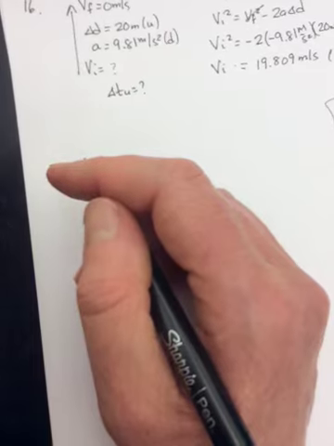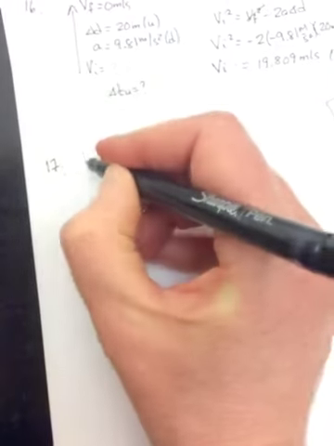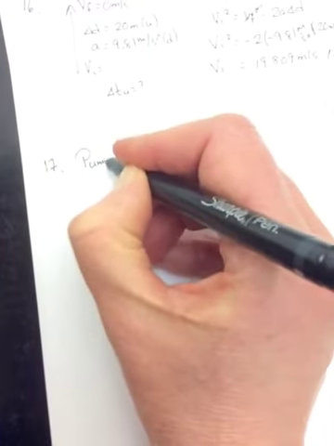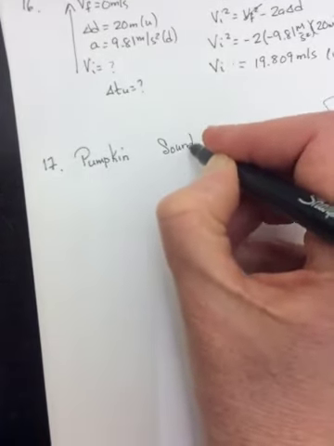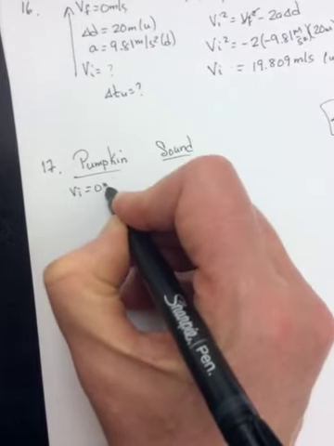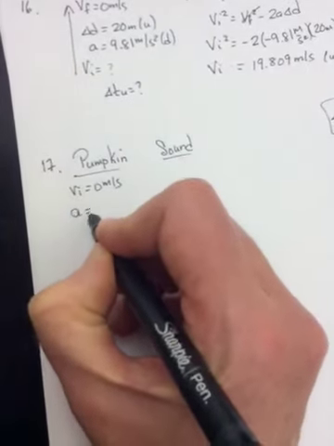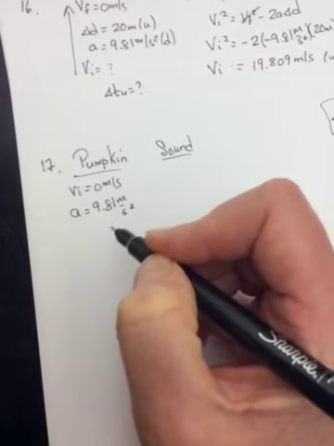How long before the student hears the splash? Okay, there are two parts. One is the pumpkin falling. The other is the sound coming back. So the student drops the pumpkin, VI is 0. The pumpkin is going to accelerate due to gravity, 9.81 meters per second squared.